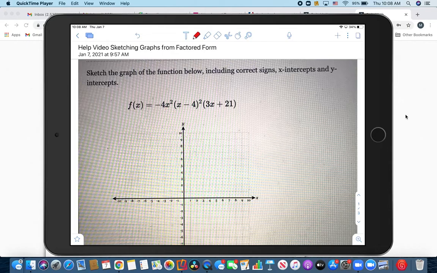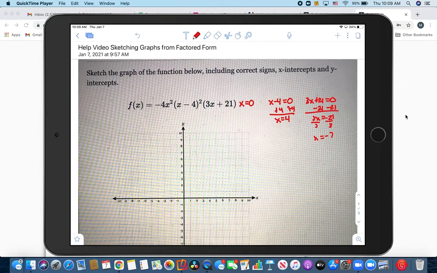So we'll have x is equal to 0. We'll have x minus 4 is equal to 0. And we'll have 3x plus 21 equal to 0. Actually, I'm going to move this so that it's all in one spot. So for this one, we're going to add 4 to both sides so that we know that we have a 0 at 4. And for this one, subtract 21 on both sides and divide both by 3 to get a 0 of -7.